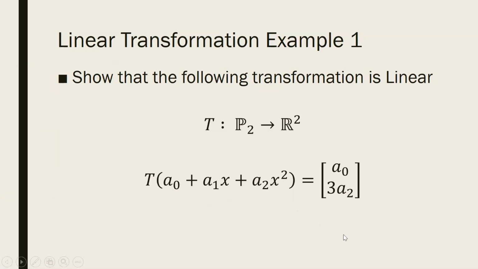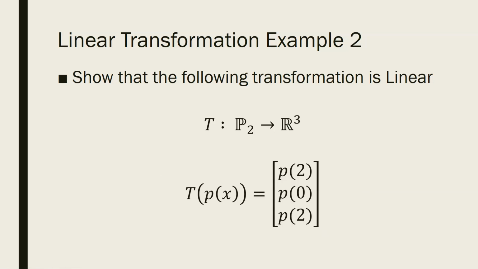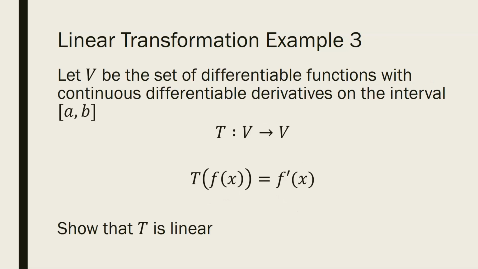Okay, so we see an interesting linear one here where we deal with coefficients of polynomials. We see another different type of transformation here where we plug in numbers into polynomials, but they're both from polynomials to Rn. Let's do another one from a different vector space.